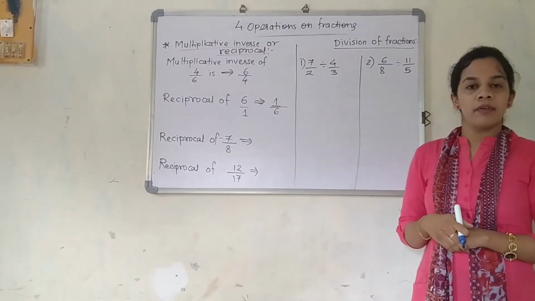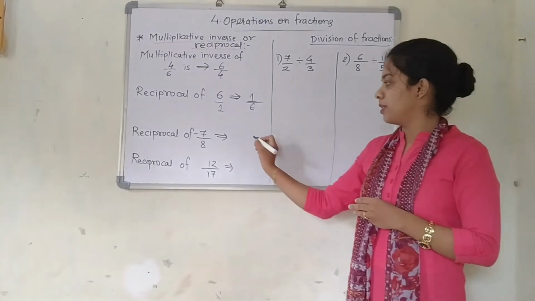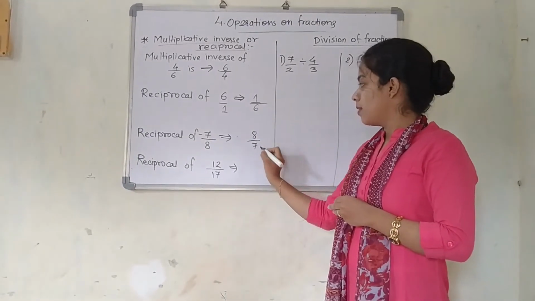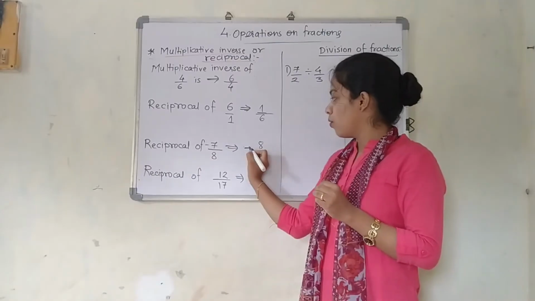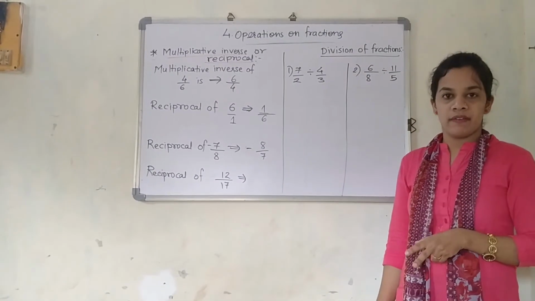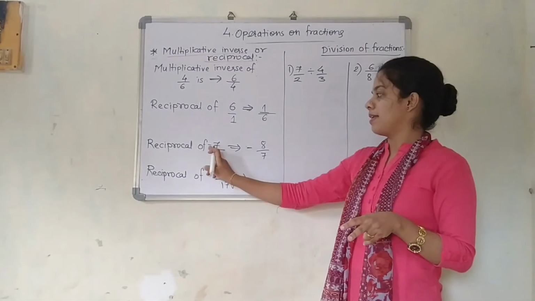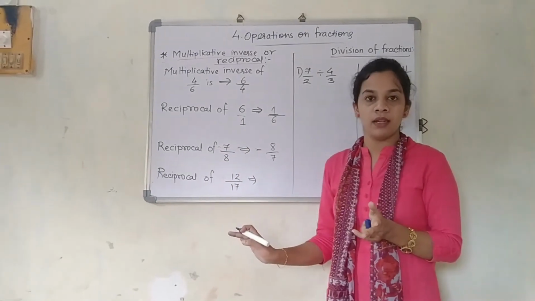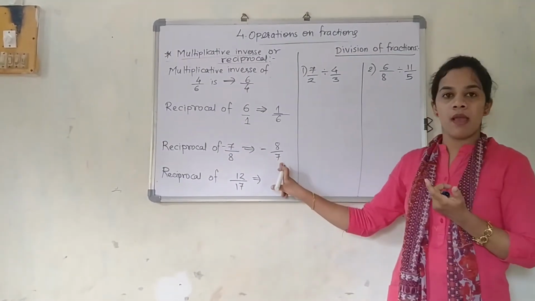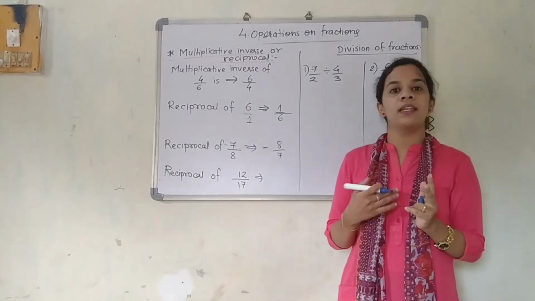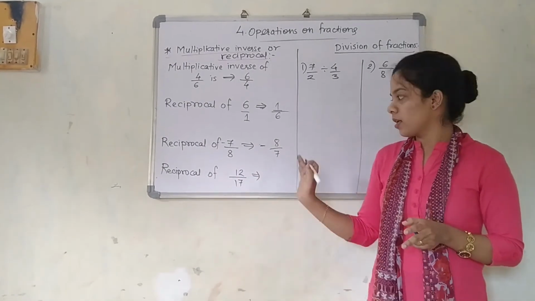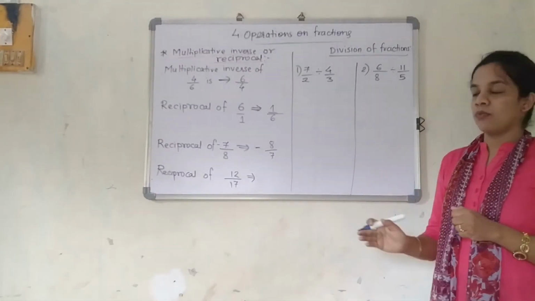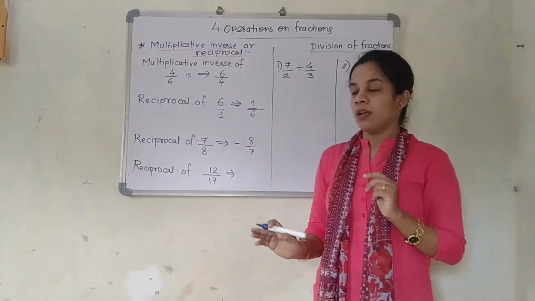Reciprocal of minus 7 upon 8. It will be opposite, that will be 8 upon 7. Now the sign will be constant, there will be no change in the sign. So it will be minus 8 upon 7. Now you will be thinking, teacher, here it is minus 7, why not the minus sign for 7 over here? Always remember, a negative sign never remains at the denominator place. It will obviously come at the numerator place. So for minus 7 upon 8, the reciprocal will be minus 8 upon 7.